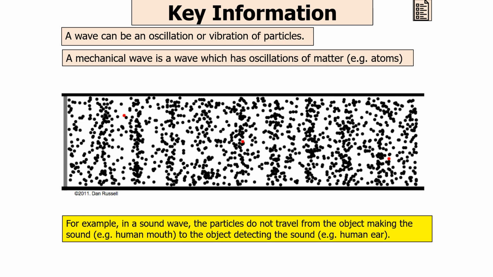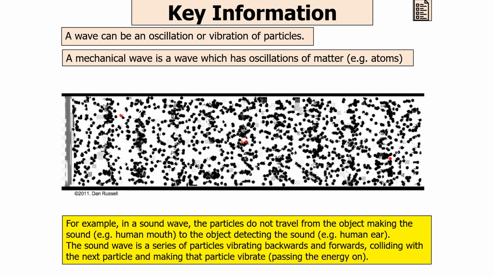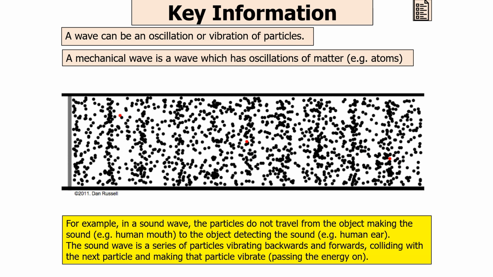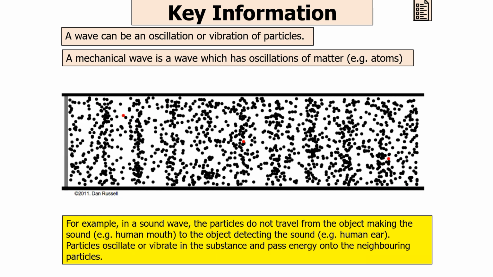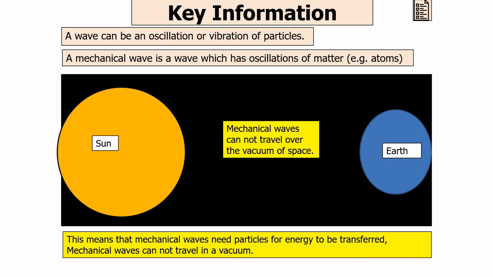So for example, in a sound wave, the particles do not travel from the object making the sound, the human mouth, to the object detecting the sound, the human ear. The sound wave is a series of particles vibrating backwards and forwards, colliding with the next particle and making that particle vibrate, passing the energy on. Now particles will oscillate or vibrate in the substance and pass energy onto the neighbouring particles. Now this means mechanical waves need particles to be transferred, so mechanical waves will not travel in a vacuum, such as the vacuum of space.